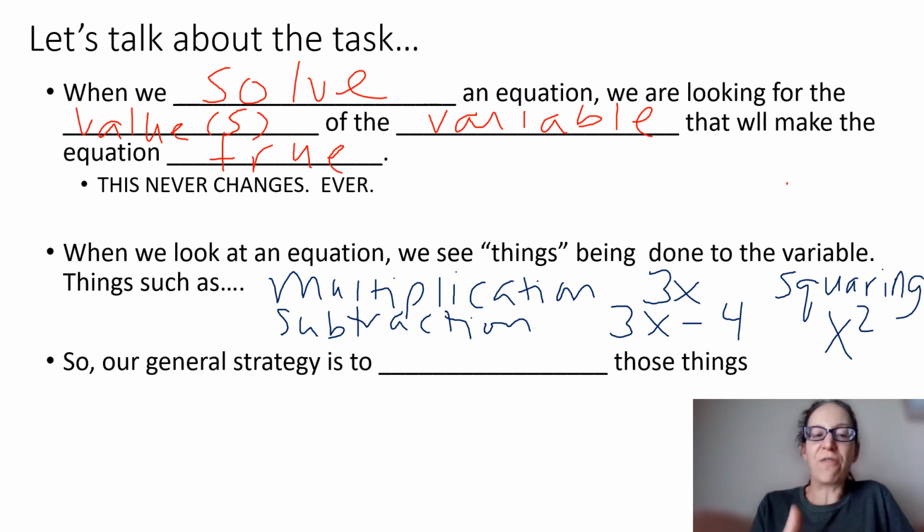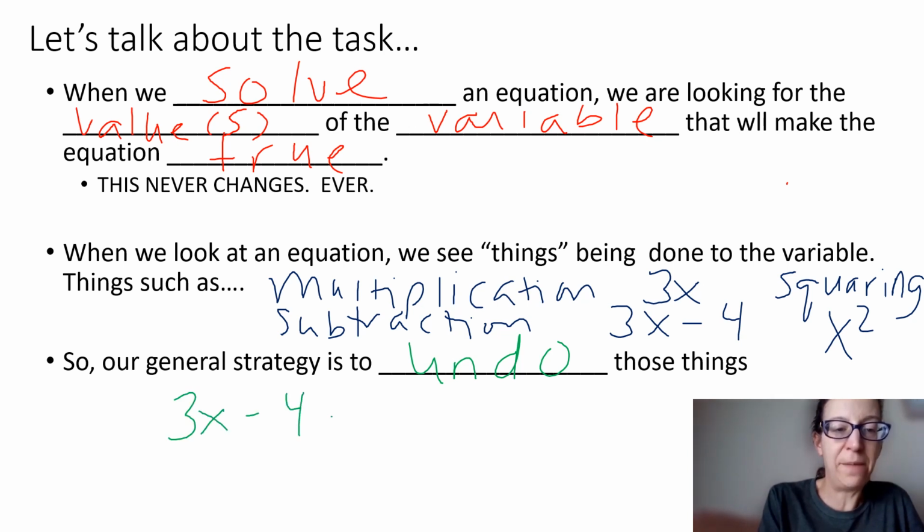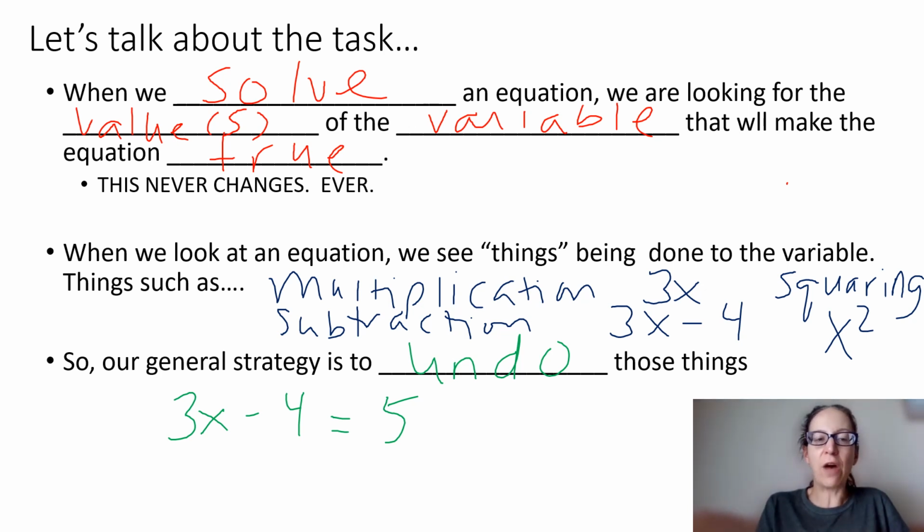So in general, when we are asked to solve an equation, what we end up doing is that we undo those things. And so you would take a look at the equation and you would ask yourself, what has been done to the x? So you might see something like this, okay? Let's make it a 5, okay? So you ask yourself, what has been done to the x? Well, the x has been multiplied by 3 and 4 has been subtracted.